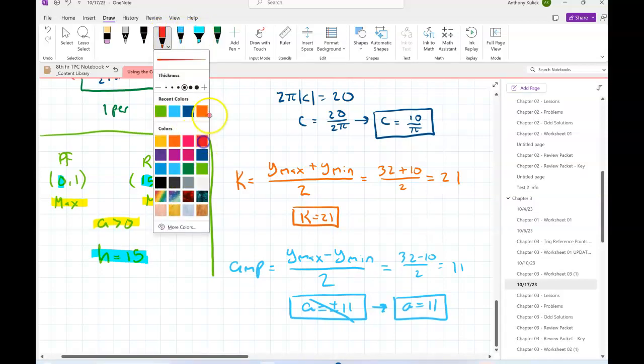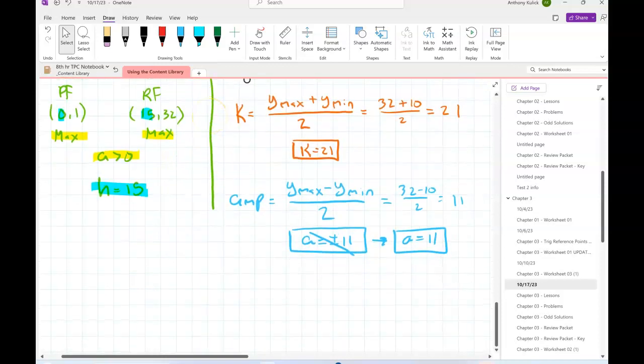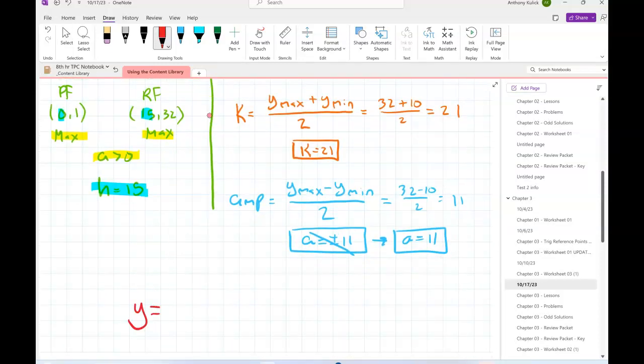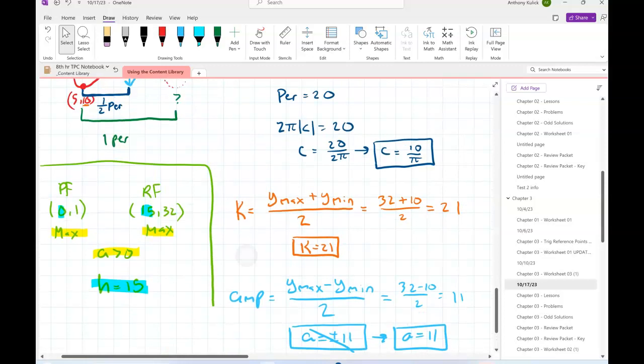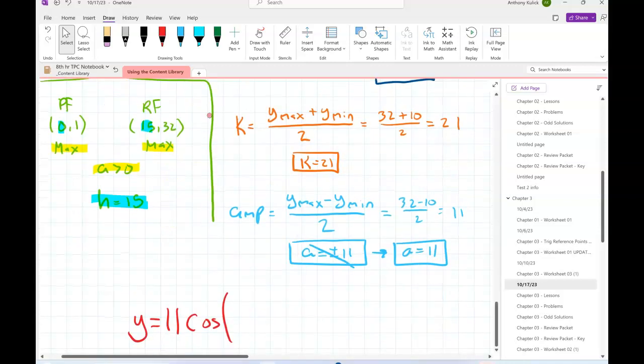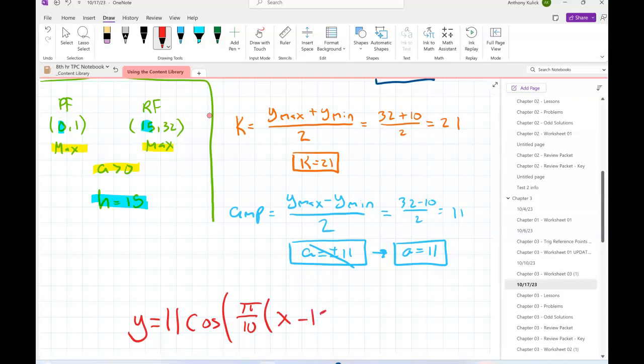We now have everything we need to put this together. So y equals a times cosine of 1 over c, but instead of c is 10 over pi, instead of writing 1 over 10 over pi, I'm just going to write the reciprocal of 10 over pi. And then x minus h plus k.